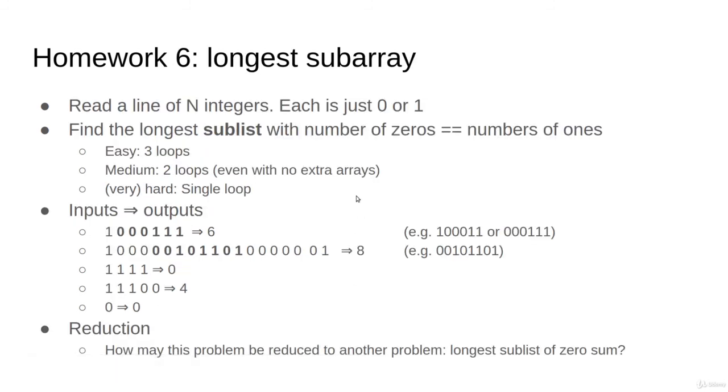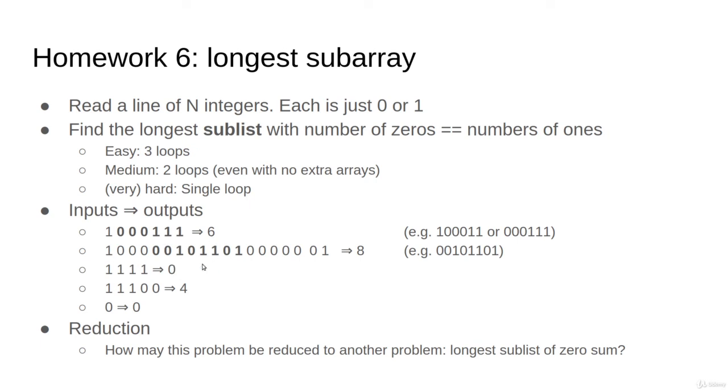Homework number 6, you would like to find the longest sublist or the longest subarray. Read a line of n integers. Each integer is just 0 or 1. You would like to find the sublist with the number of zeros equal to the number of ones. For example, let's say that you read this input here. Notice this last sublist has 3 zeros and 3 ones. So this is the longest sublist that has the number of zeros equal to the number of ones.